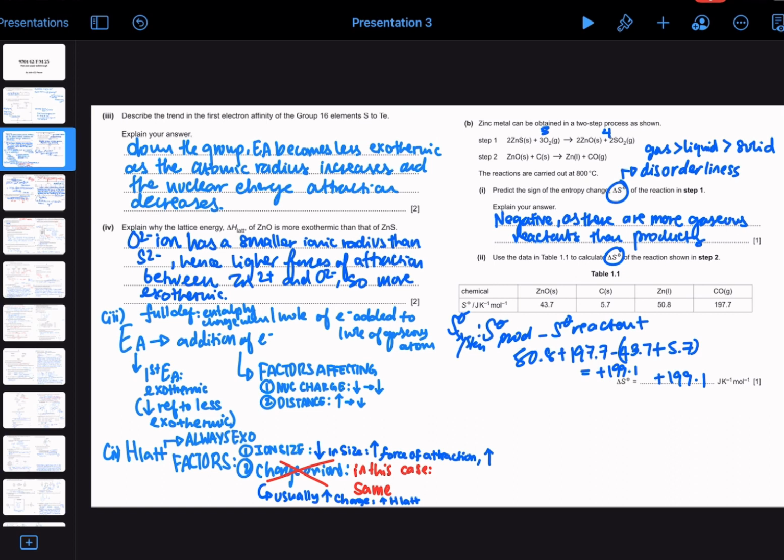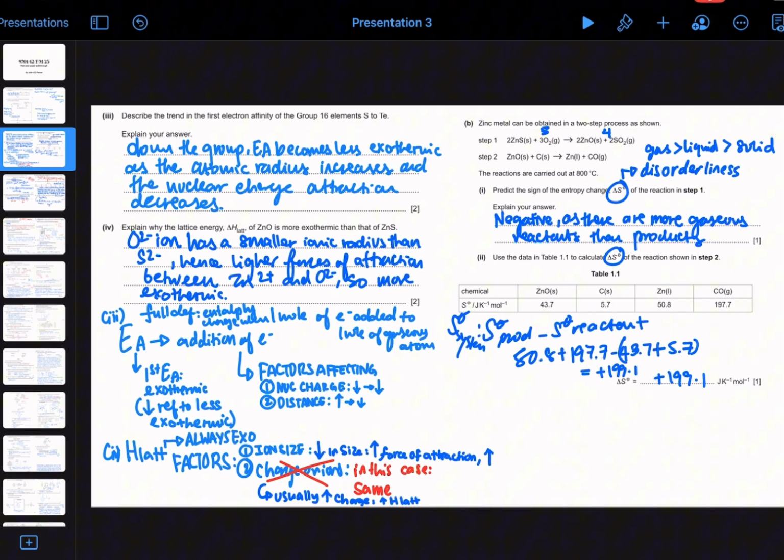For B, zinc metal can be obtained in a two-step process as shown. Step 1, zinc sulfide plus oxygen, you're getting zinc oxide and sulfur dioxide. Step 2, you're getting liquid zinc and carbon monoxide from zinc oxide and carbon. The reactions are carried out at 800 degrees Celsius. Predict the sign of the entropy change of the reaction in step 1. Alright, so what exactly is entropy?